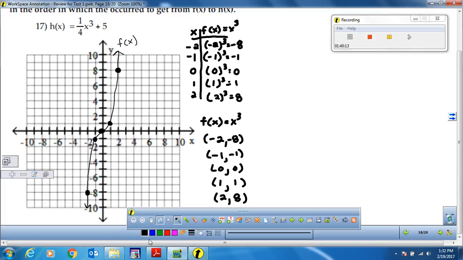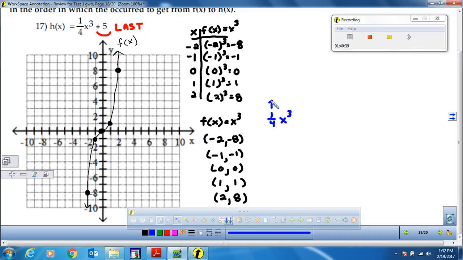Now, to create the function h of x, there are two transformations we have to do. The only thing to keep in mind is that this transformation, which is a +5, has always to be my last transformation. Remember, that is called a vertical shift, right? So that is the last transformation. So we're going to start with the 1/4. First thing I am going to apply is the 1/4 to the x cubed.